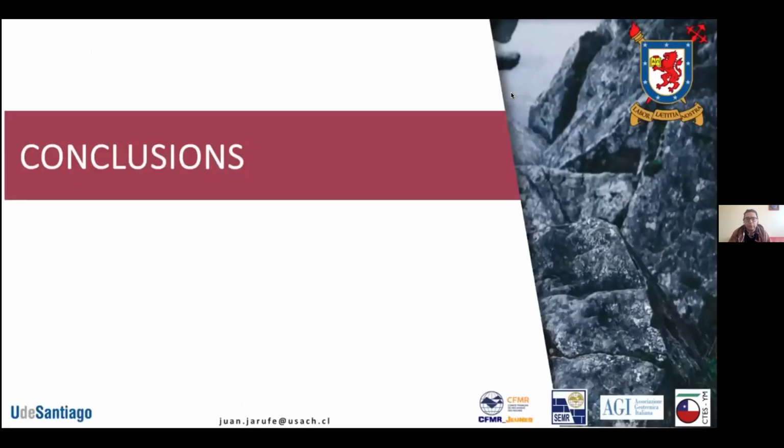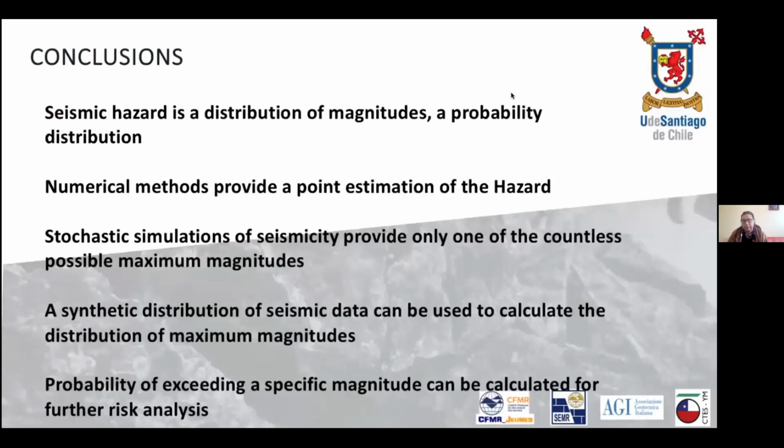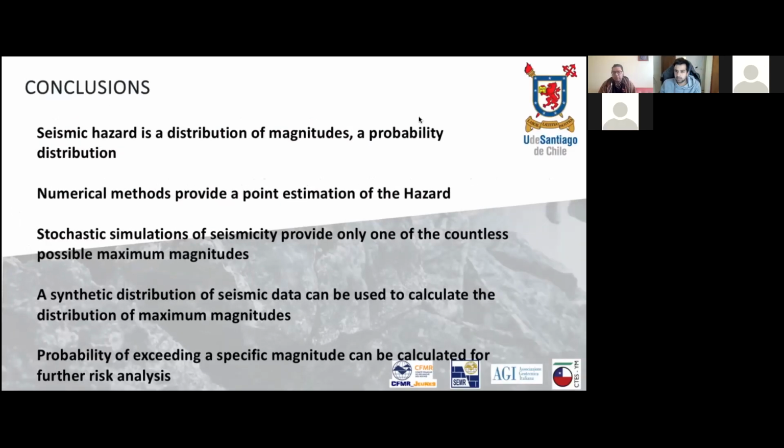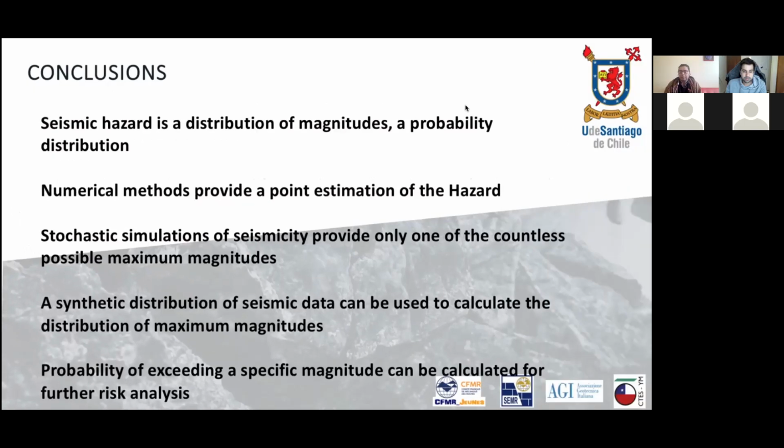The conclusion of this work is, well, the first conclusion we discussed previously: seismic hazard is not one value, but a distribution of values, and you can calculate the probability of exceeding a specific value. Numerical methods: many methods to calculate seismic hazard or seismic potential calculate just one value, in this case the seismic moment, but it's just one value. And stochastic methods just show one of the possible distributions of seismic data.